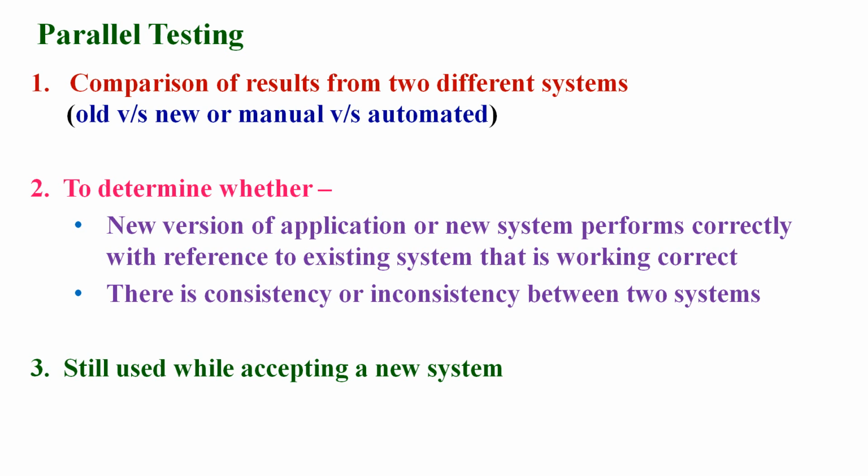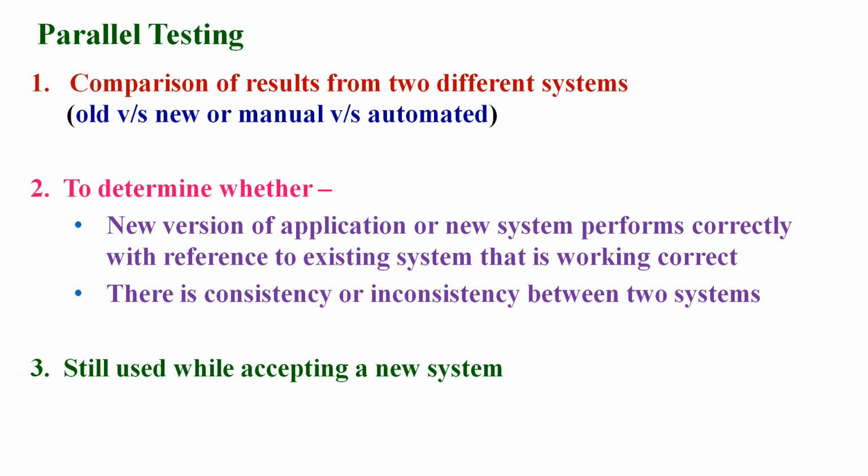For example, here we are supposed to do the parallel testing on the older version and the new version. That means old system, new system. What do you mean by the old system? The system or the application or the project which is already in existence. That is the older version or old system. What is a new system or new version? The features which are added extra to the existing system. Here the existing system is the old system.